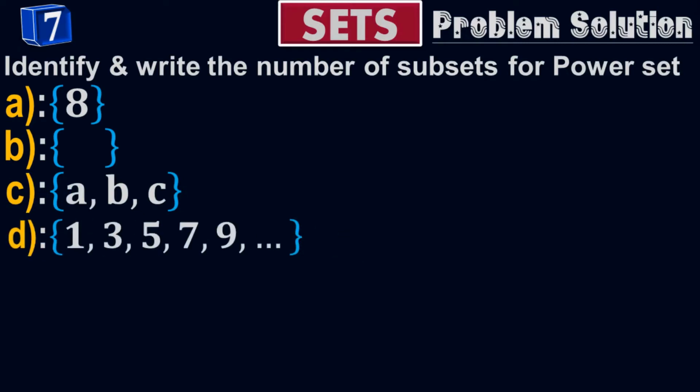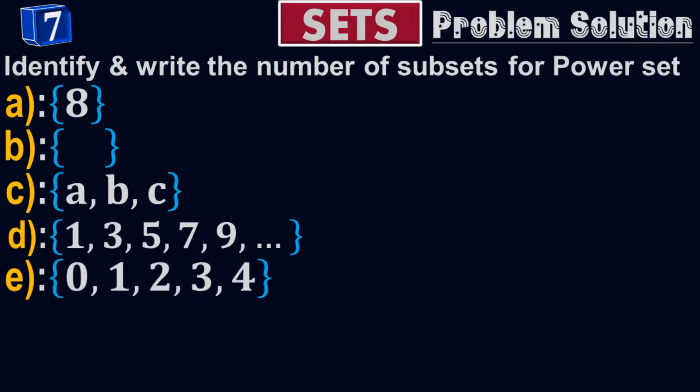Part D is the set of natural numbers, starts from 1 up to infinity. Part E is the set of whole numbers, the first 5 whole numbers. Part F is the set of positive, negative, multiplication and division signs. So we're going to identify the number of subsets and then we're going to write the subsets for all these sets. So let's do them one by one.